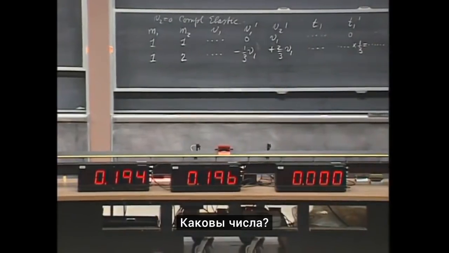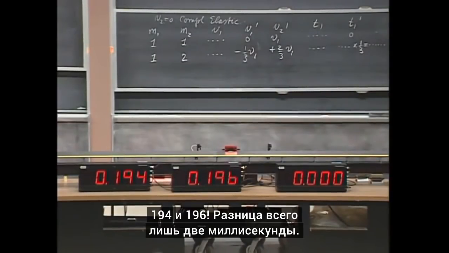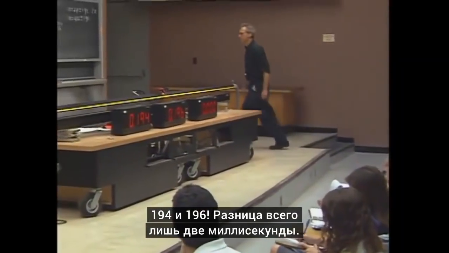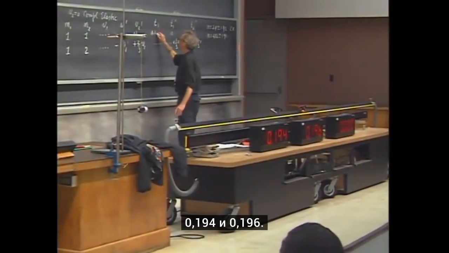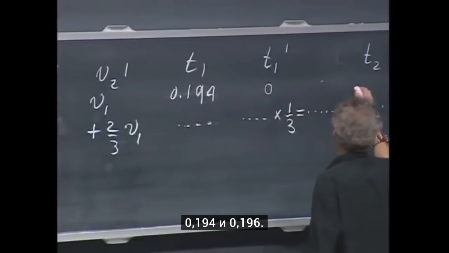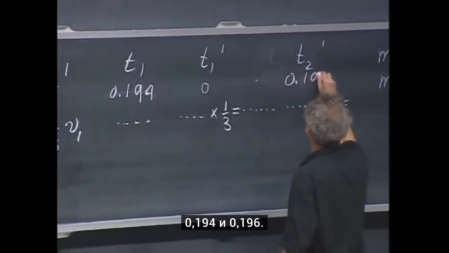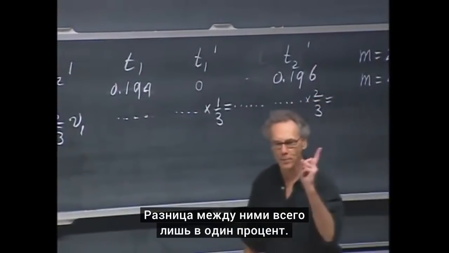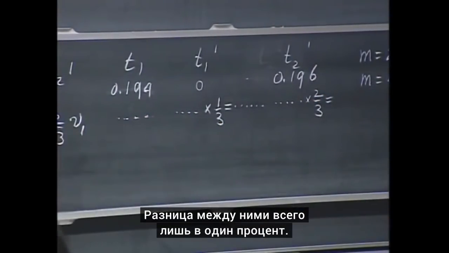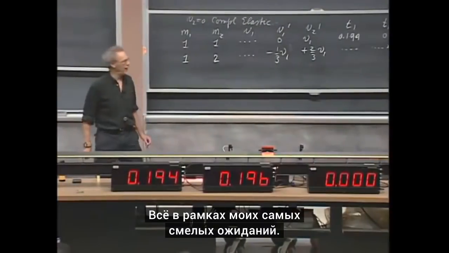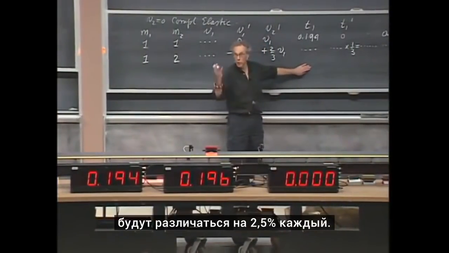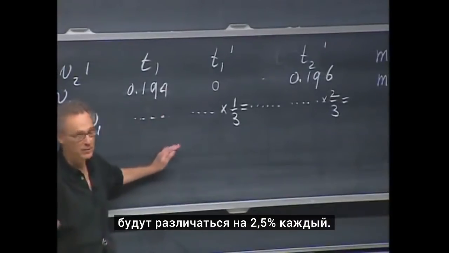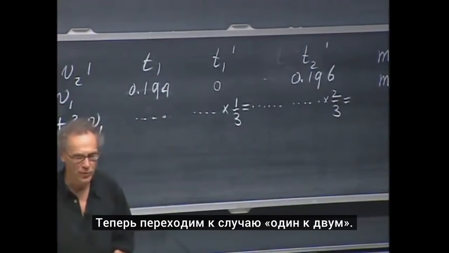What are the numbers? 194 and 196. Only 2 milliseconds difference. That is an incredible result. 0.194 and 0.196. It's only 1% difference between them. Way within my wildest expectations, because my expectations were that they could be off each by 2.5%. Now we go to the 1 to 2.